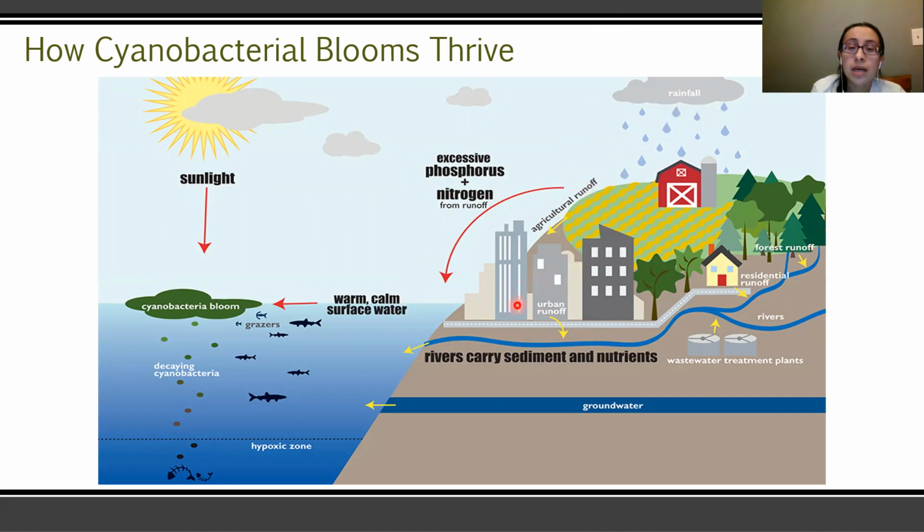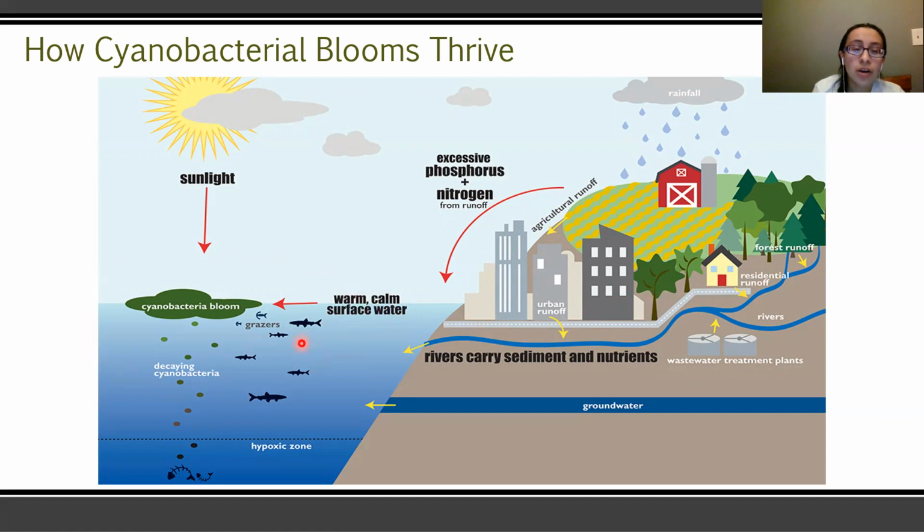Other sources of an excess of nutrients in the water include urban water runoff, residential runoff, forest runoff, and runoff from wastewater treatment plants. So all of these sources are causing an excess of nutrients to run into the water and then eventually get into a large body of water.